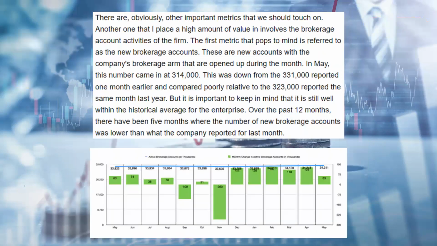Okay. And there are obviously other important metrics that we should touch on. Another one I place a high amount of value in involves the brokerage account activities of the firm. And the first metric that pops to mind is referred to as the new brokerage accounts. And these are new accounts with the company's brokerage arm that are opened up during the month. In May, this number came in at 314,000.